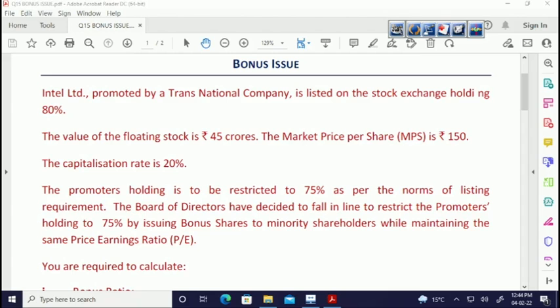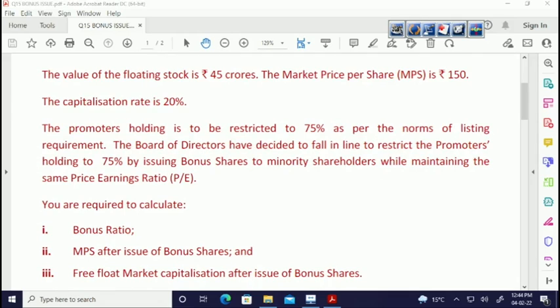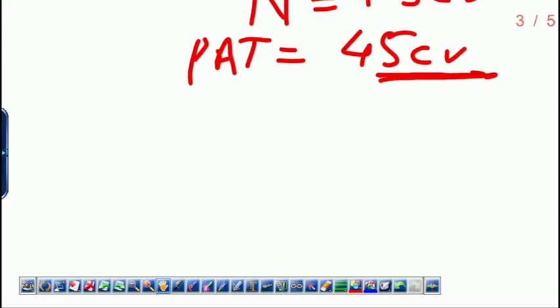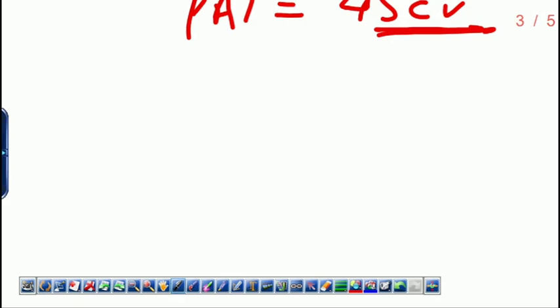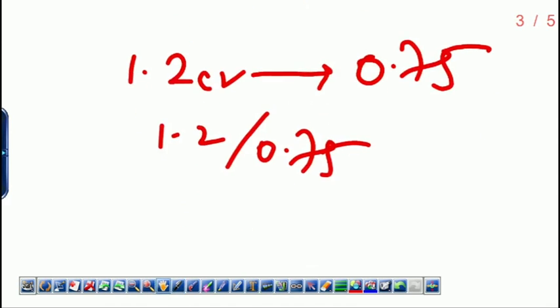Promoters holding is to be restricted to 75% as per SEBI guidelines. The board of directors have decided to fall in line to restrict the promoters holding to 75% by issuing bonus shares to minority shareholders while maintaining the P/E ratio. Now we have 1.2 crore shares and that's got to be 75%. So what is the total number of shares? 1.2 by 0.75, which is 1.6 crore shares.